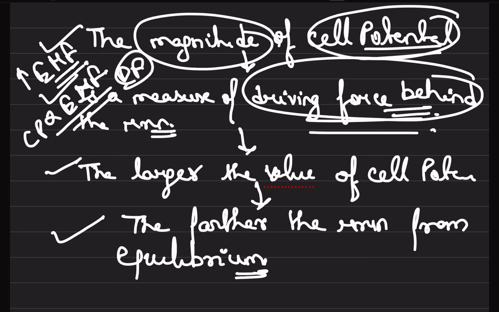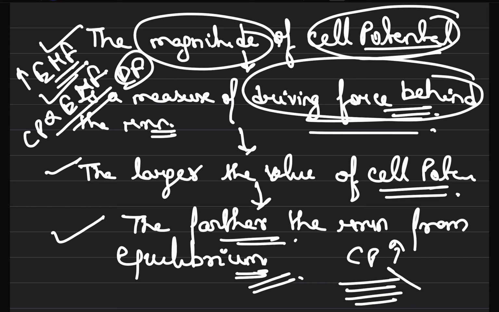Since it supports the reaction moving forward, or the rate at which electrons are attracted towards the cathode, the larger the value of the cell potential, the more the reaction shifts towards formation of the product. If cell potential is higher, more and more product formation will be there. This is the concept for the sign convention for the cell potential.